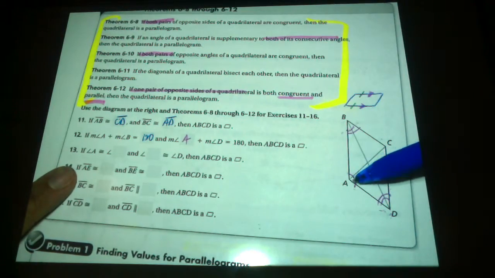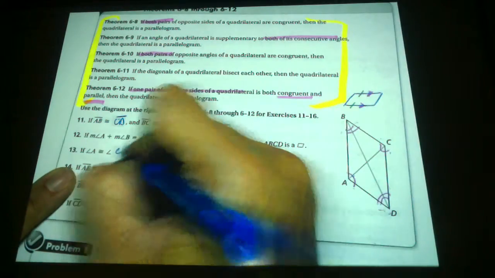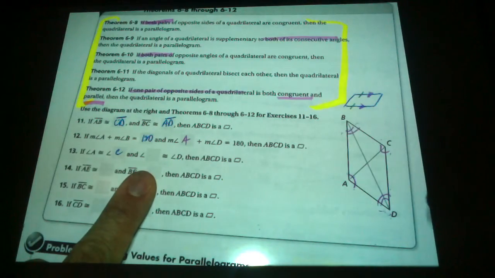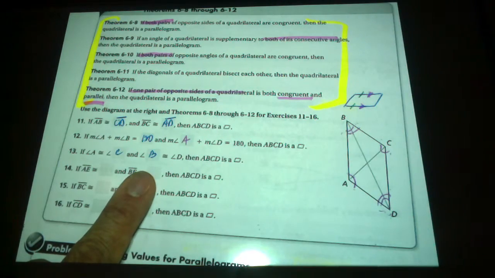Then 13, if angle A is congruent to blank and angle blank is congruent to angle D. So if angle A is congruent to what? C. So we know that A would be congruent to C. And what is congruent to D? B. So you have your opposite pairs of angles are congruent.